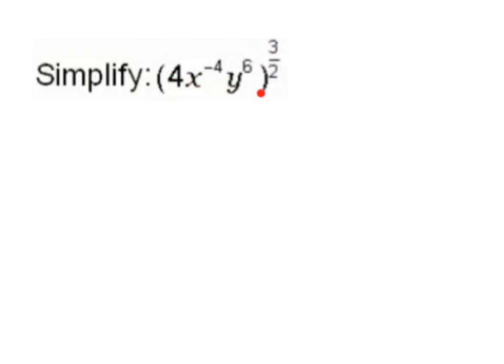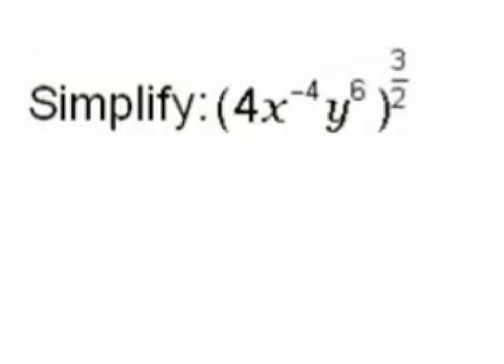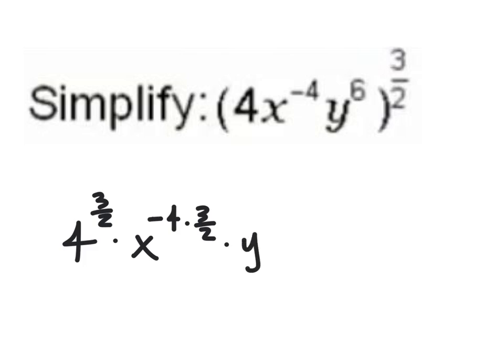But this whole thing is being raised to the 3/2 power. So what I'm going to do is distribute that 3/2 in as my first step. Let's do 4 to the 3/2 times x to the -4 times 3/2 power times y to the 6th times the 3/2 power. What I've done is I've just raised that to another exponent, and when you raise to an exponent, you have to multiply your exponents.